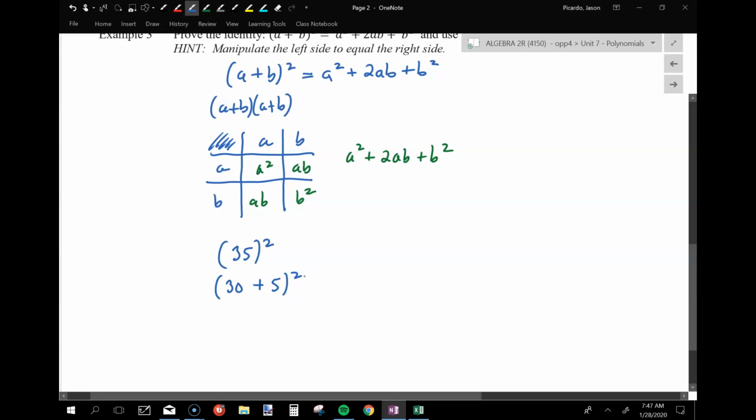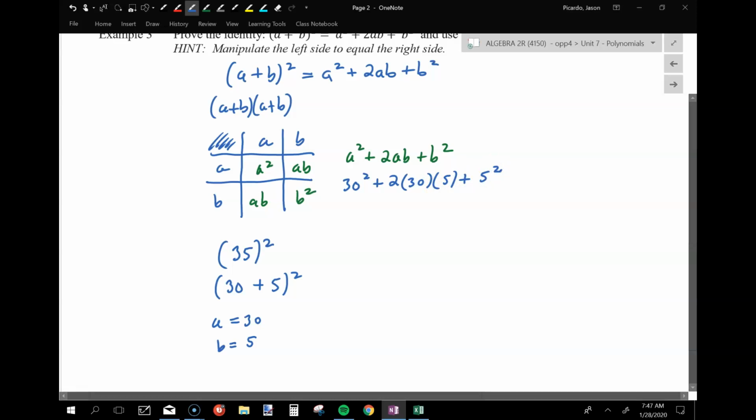So now what can I do? Well, I've given myself a value for A and a value for B. So A equals 30 and B equals 5. And what am I going to do? I'm going to take these values and plug them into this and evaluate to get the result. 30 squared plus 2 times 30 times 5 plus 5 squared.